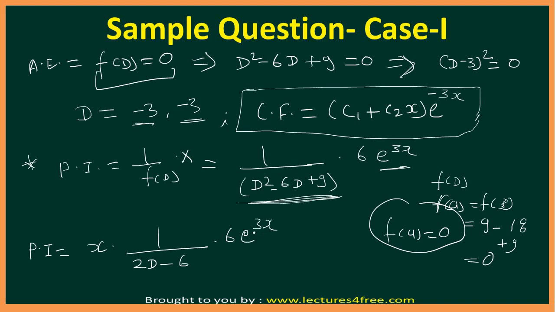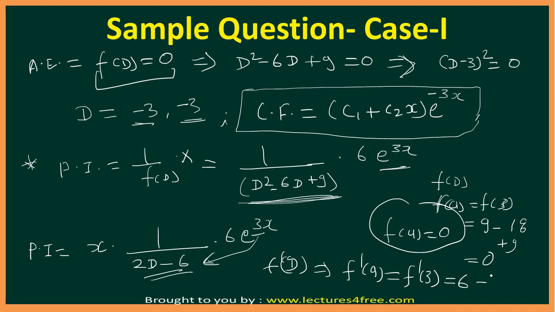Now if you put 3 in place of D here, this represents f dash D. If you put f dash a, meaning f dash 3, what will you get? f dash 3 means 2 threes are 6, minus 6, meaning again 0. So you don't need to put it here; you have to differentiate this again and multiply here by x once again.